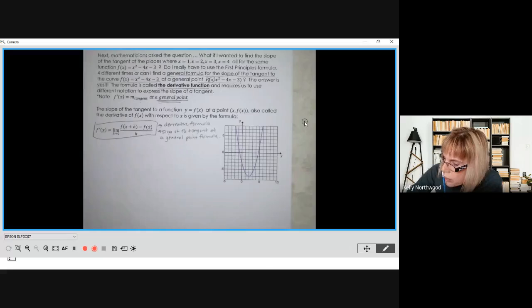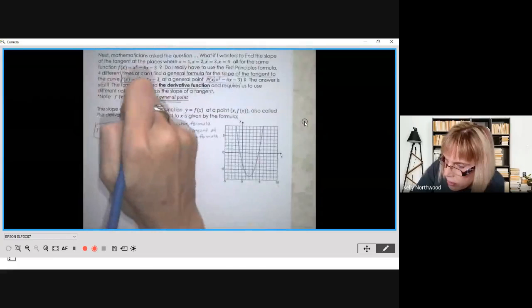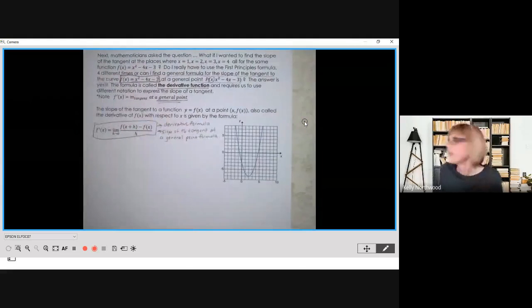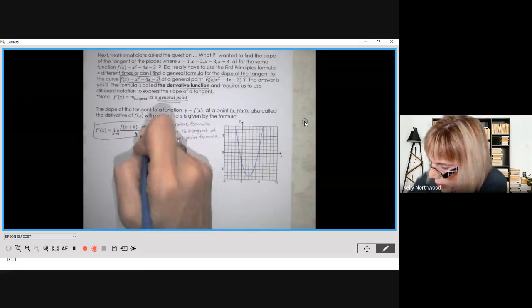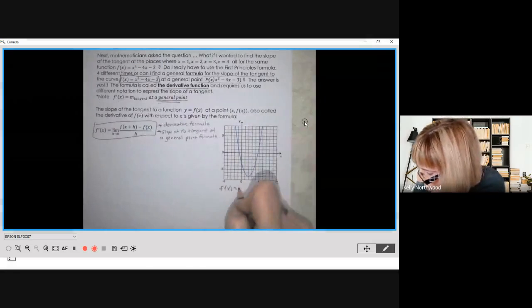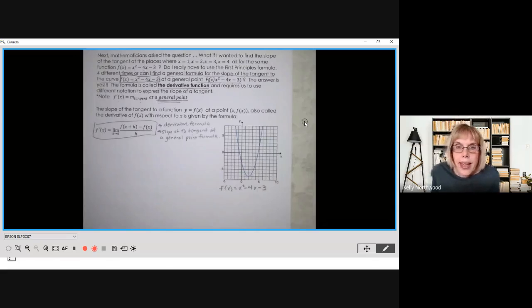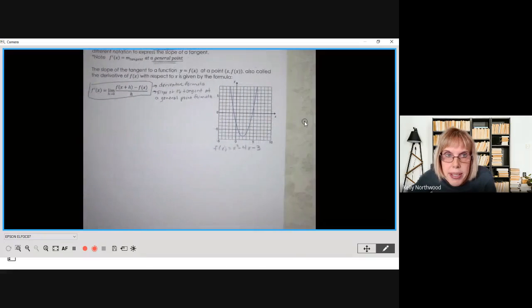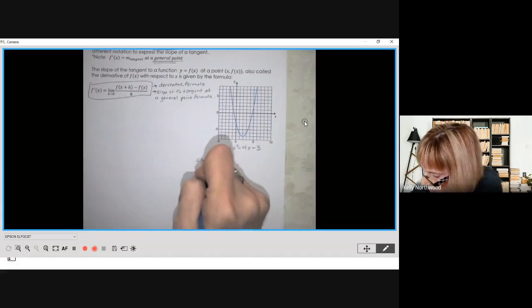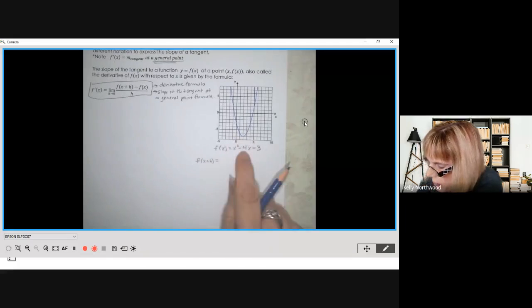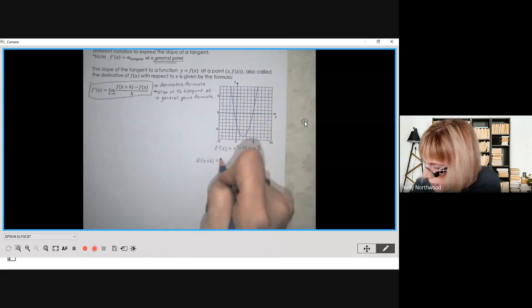So the slope of the tangent, okay, so we're going to go ahead and do it for this curve here. So what do we need? We need f at x, which we have. So our f at x is x squared minus 4x minus 3. F at x plus h, though, is more intense algebra. So that means I'm going to replace x with x plus h.